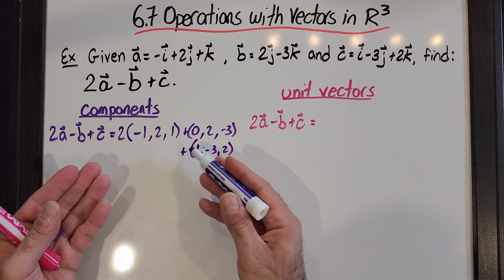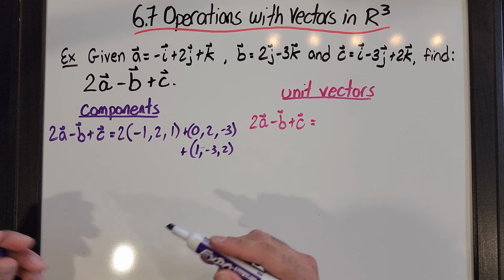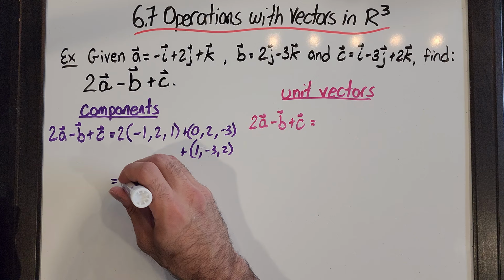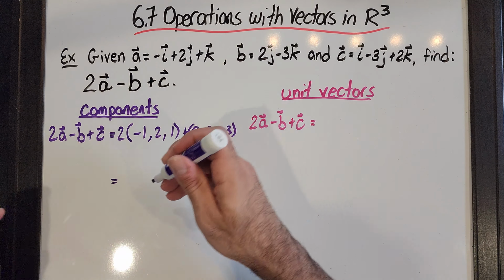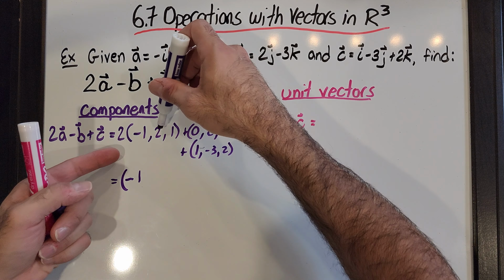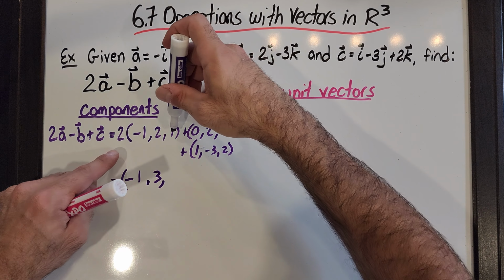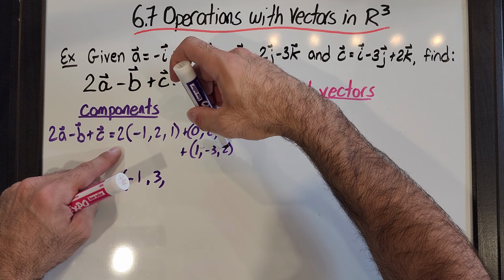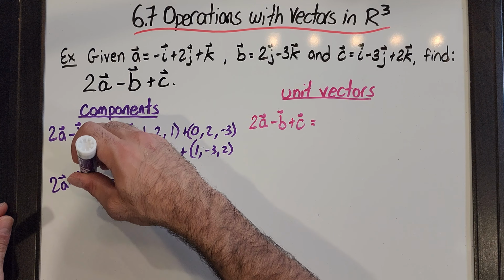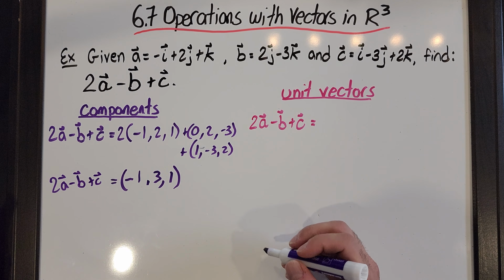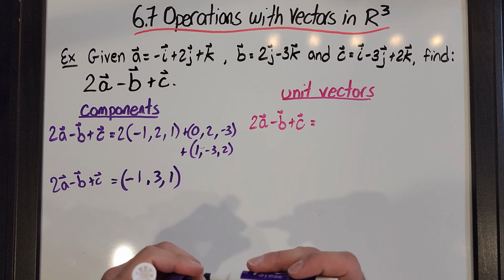Same thing: I multiply this 2 inside and then add up all the x components, all the y components, all the z components. I can do that in one step. Negative 2, 0, and 1 is negative 1. 4, 2 is 6, minus 3 is 3. 2 minus 3 is negative 1, plus 2 is 1. So 2a minus b plus c is this right here. If I had to find the magnitude, I could just square all 3 of them and find the square root after I add them. It's pretty straightforward.